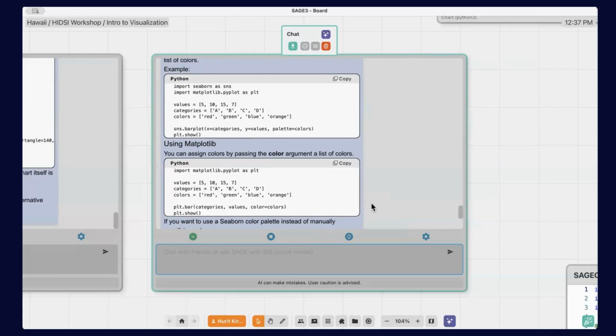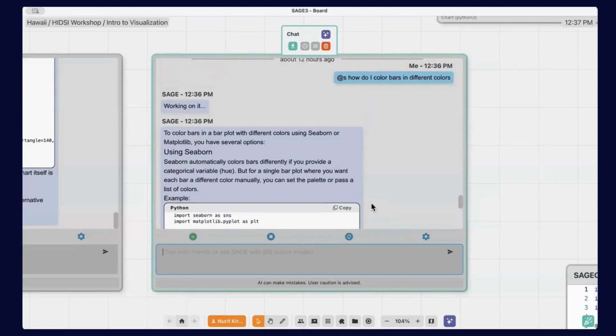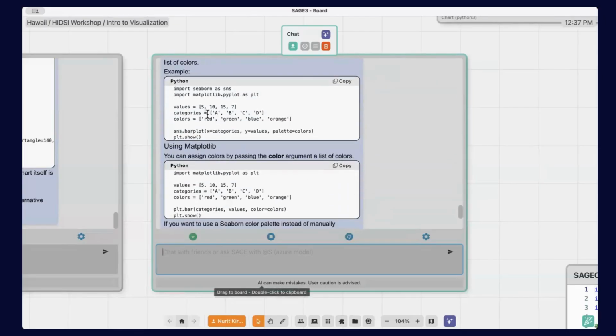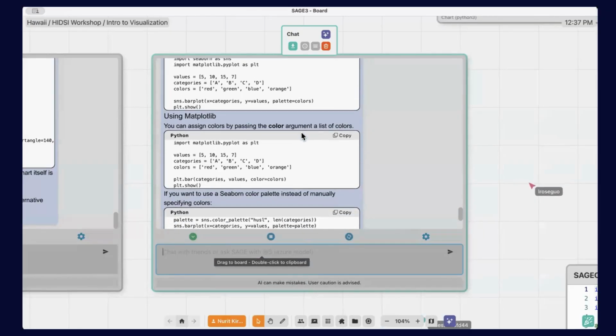We're at the advantage at this point where we can basically just ask the questions that we want to know and get code examples pretty much directly. This was the question: how do I color bars in different colors? This is the example in Seaborn, for example, with this colors array that is the palette variable. Or in matplotlib, just call the color.